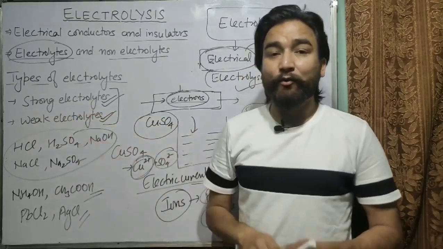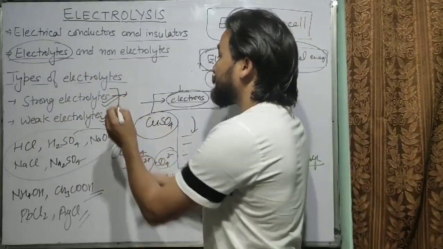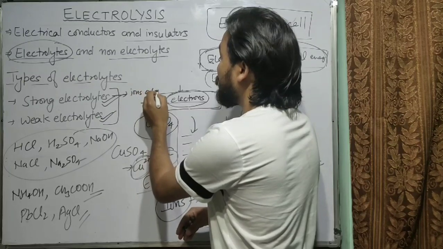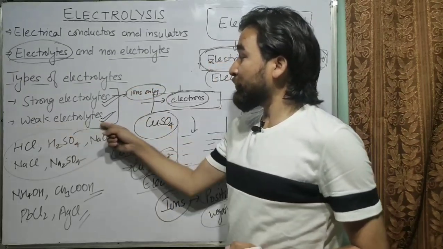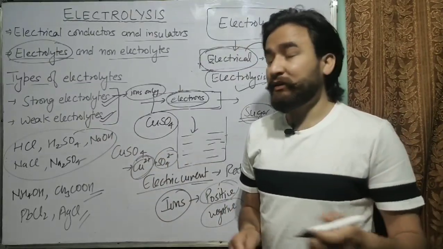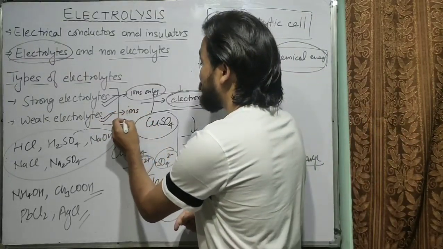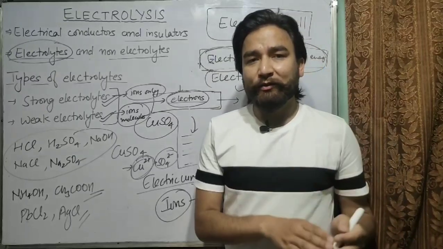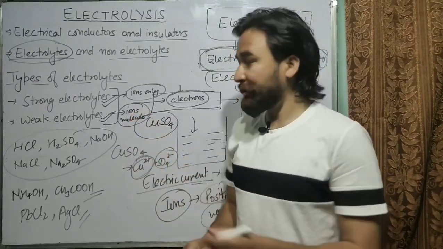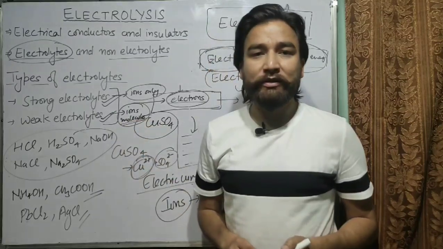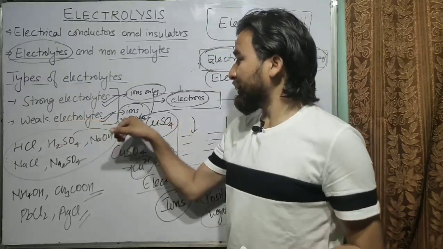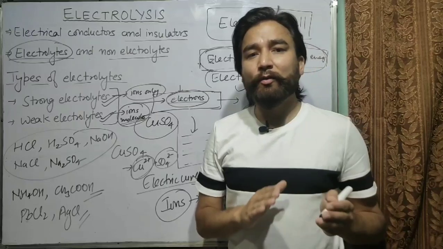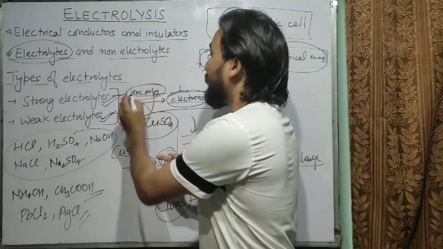Now one main difference: the solution of strong electrolytes consists of ions only. The solution of weak electrolytes, because they dissociate partially, consists of ions as well as molecules. Why ions and molecules? Because some of the molecules of electrolytes will dissociate into ions and some of the molecules cannot dissociate into ions. So therefore weak electrolytes consist of ions and molecules both, but strong electrolytes dissociate almost completely, so therefore they will have ions only.